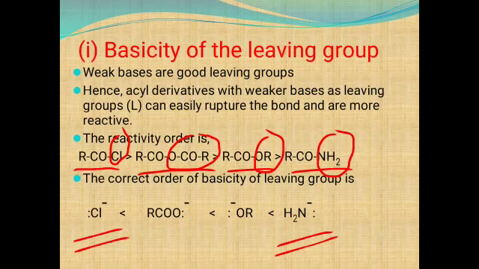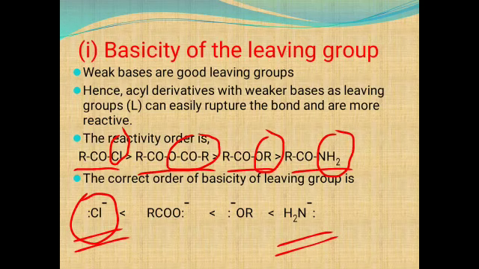So weak bases are good leaving groups. The first point says the weak bases are good leaving groups. Among the four bases, which is the weak base? Cl minus is the very weak base, so it will be the good leaving group. So the derivative having the good leaving group will be the more reactive.